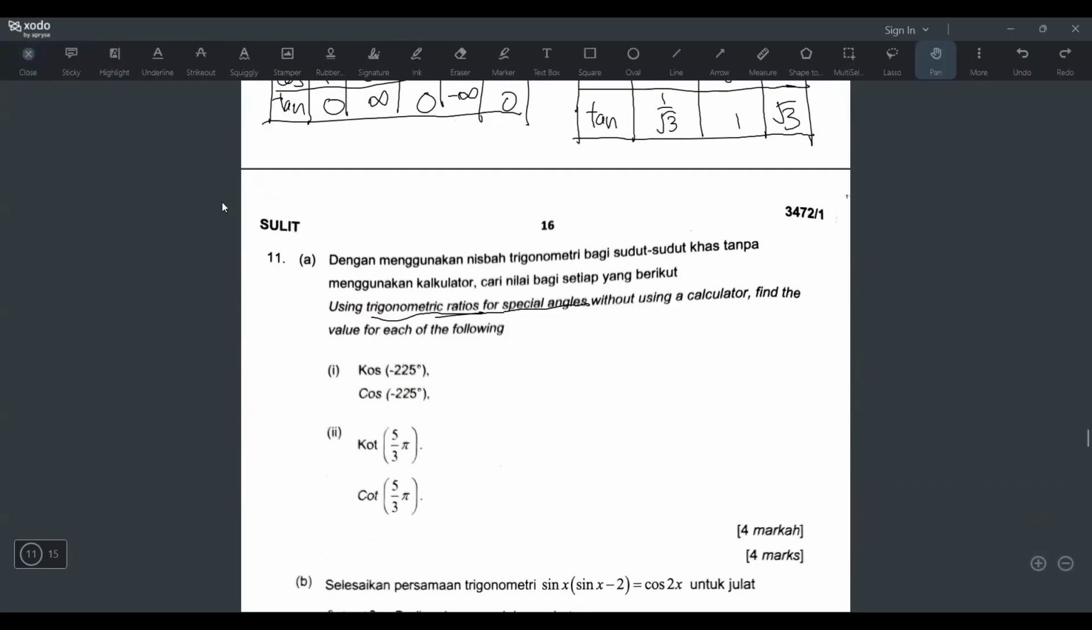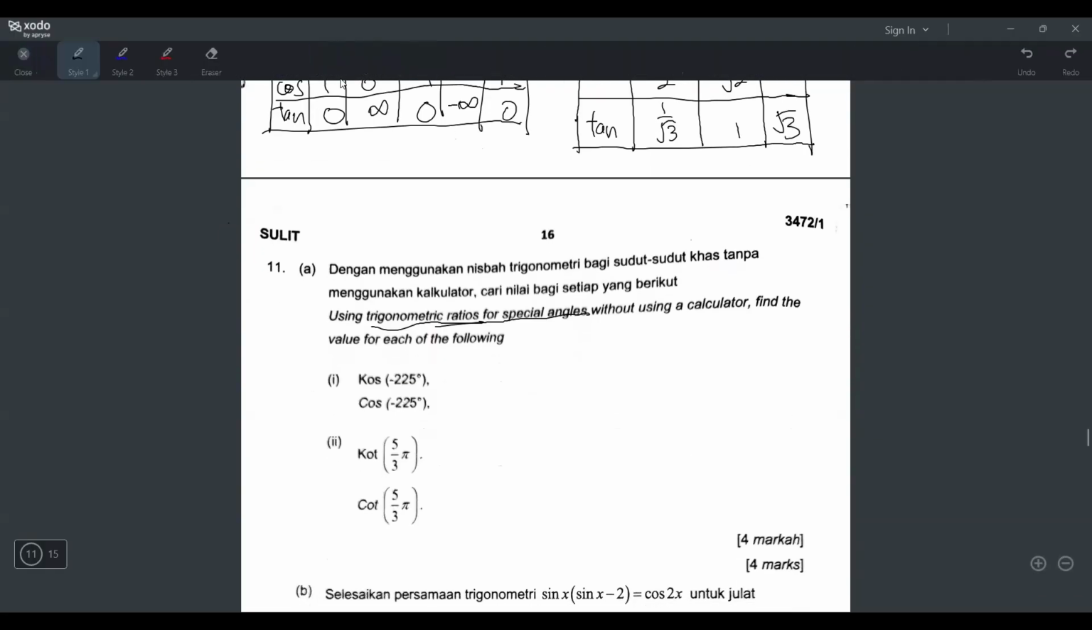All these things need to be ready in your head already. Now I will start doing the question. So now they want us to do question 1, cos -225.